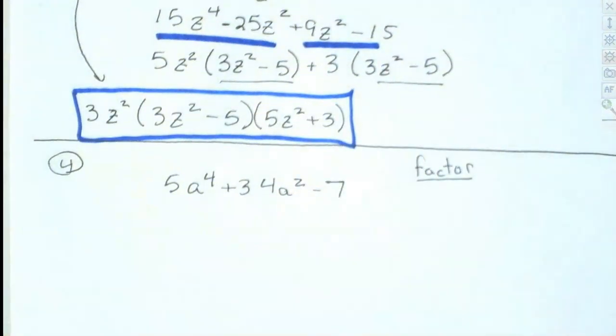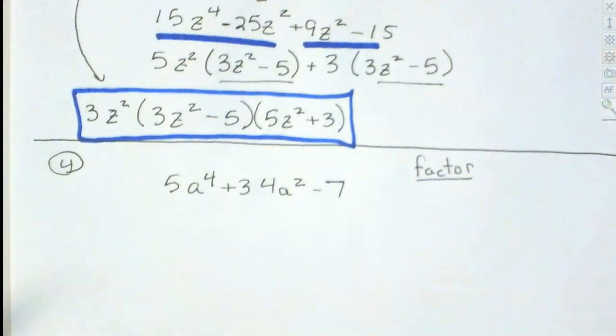Well, first thing we always do is what? We look to see if any number or variable is in common with all the parts. Nothing's in common. So that's step 1. Take out that greatest common factor if you can. There is not one in this case. So we want to factor this.